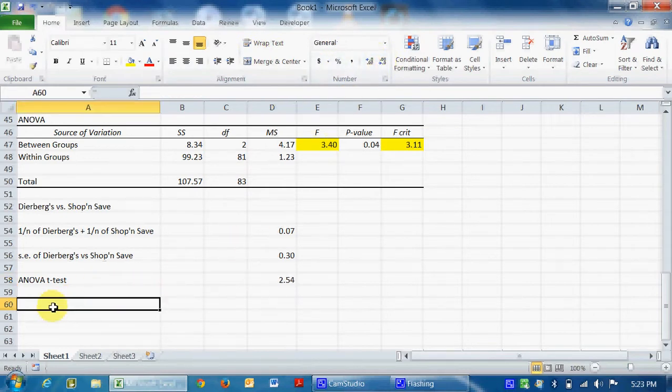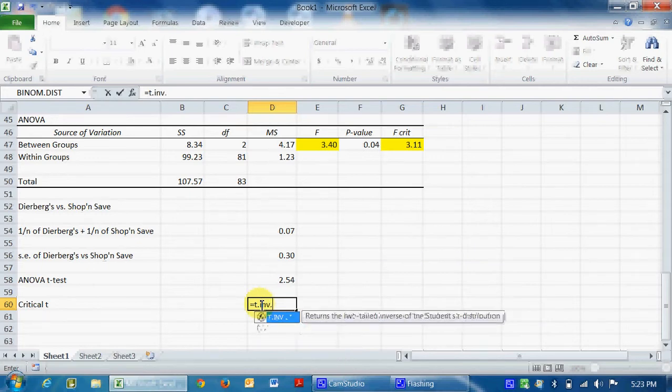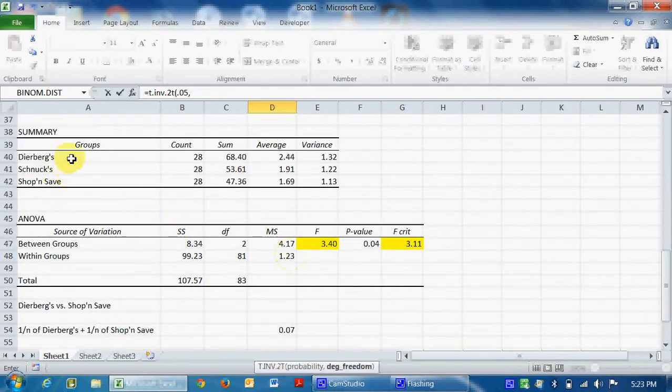Now we need to take this one step further than the book just for clarity's sake. And we're going to compare that 2.54 number, that's your T, like we've been doing all along. We need our critical T. We can use the chart in Appendix E of the book, or we can do the formula for it, which is actually what I prefer. So I'm going to go equals T dot inverse dot 2T, open parentheses, probability is 0.05, comma, degrees of freedom. And we can do the degrees of freedom in our head here. It's not too complicated. It's just like we've done before.